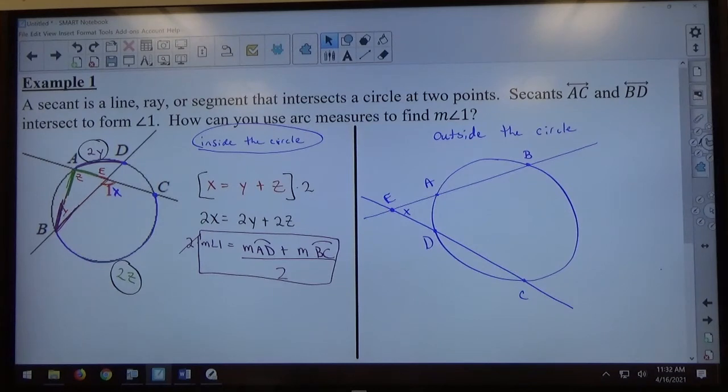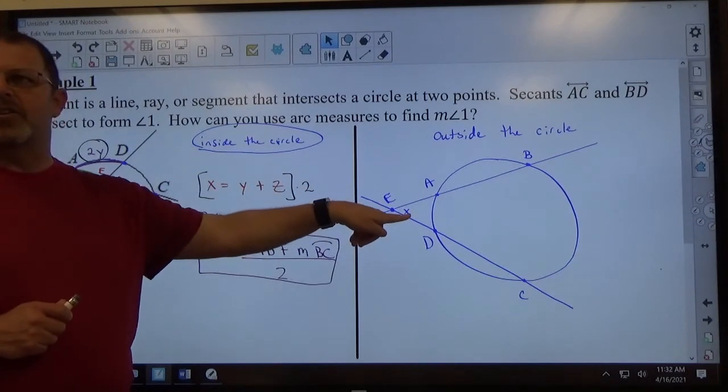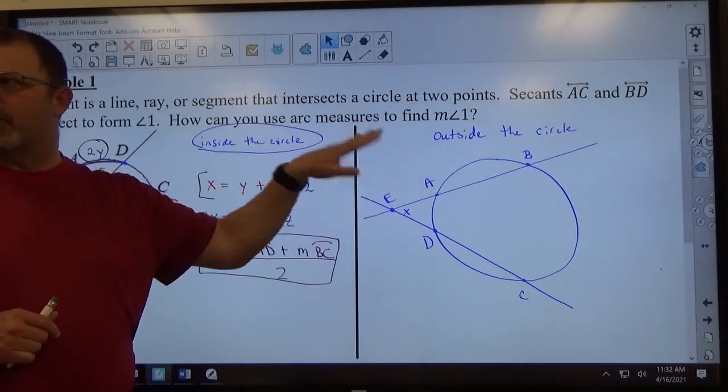All right. Now, the rule I'm about to show you that we're going to create here also works if there's a tangent and a secant together or two tangents together. The same rule exists for all three scenarios: two secants, a secant and tangent, or two tangents. If the angle formed by the intersection of these things is outside the circle, that's what we're going to create happening here.